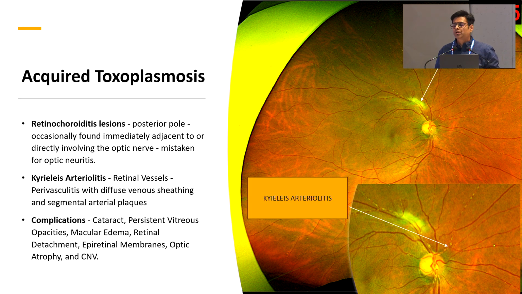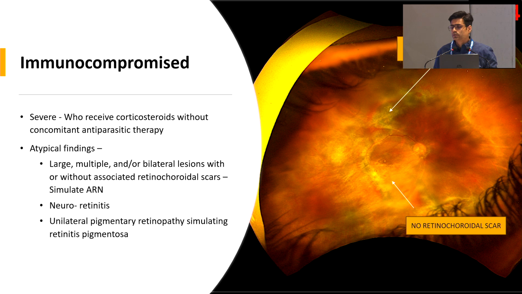Apart from that, these lesions can also be near the disc, and sometimes they can lead to adjacent disc swelling. So it can be in the form of neuroretinitis, with the typical perivascular sheathing and the exudates that you can see in this photograph, which is called Kyrieleis arteriolitis. The complications may include cataract, macular edema, or rarely retinal detachment.